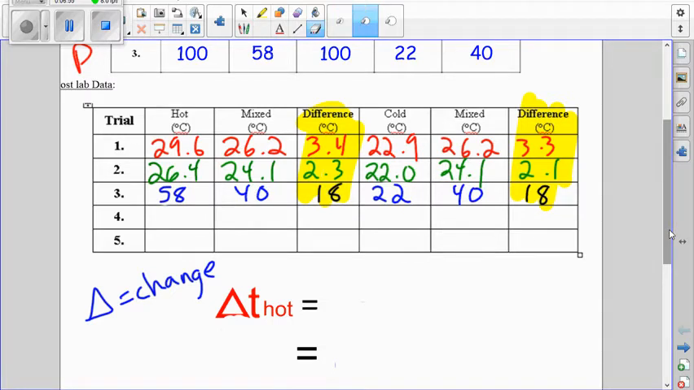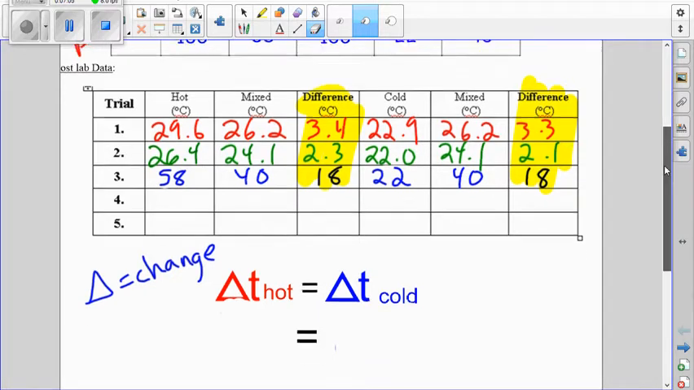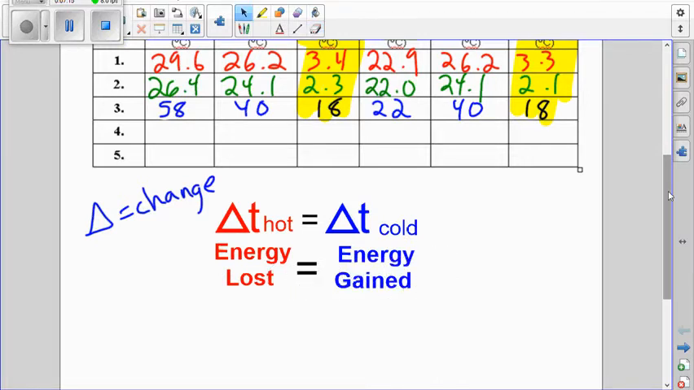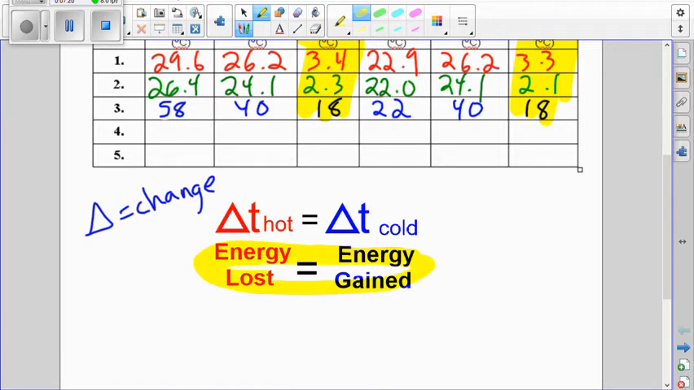Anyways, delta, so the change in temperature of the hot is equal to the change in temperature of the cold. And what this really means, the big idea, you should actually be writing down. The energy lost is equal to the energy gained. That is a big idea. Energy lost is equal to energy gained. Okay? This will always be true forever and ever.